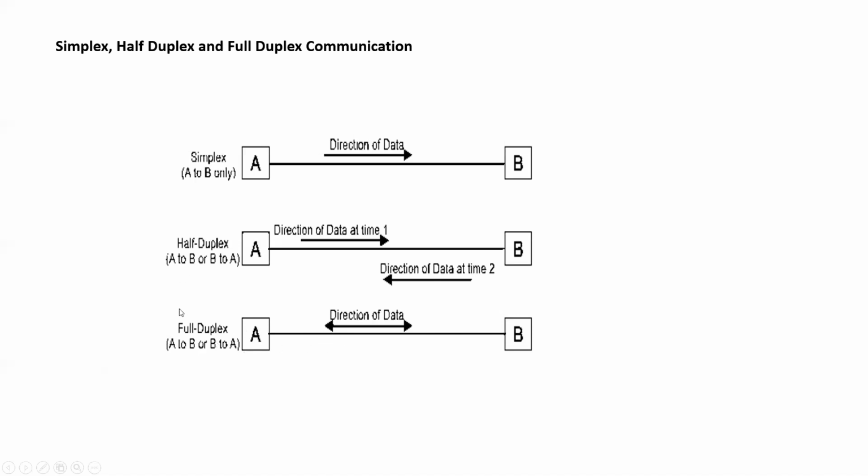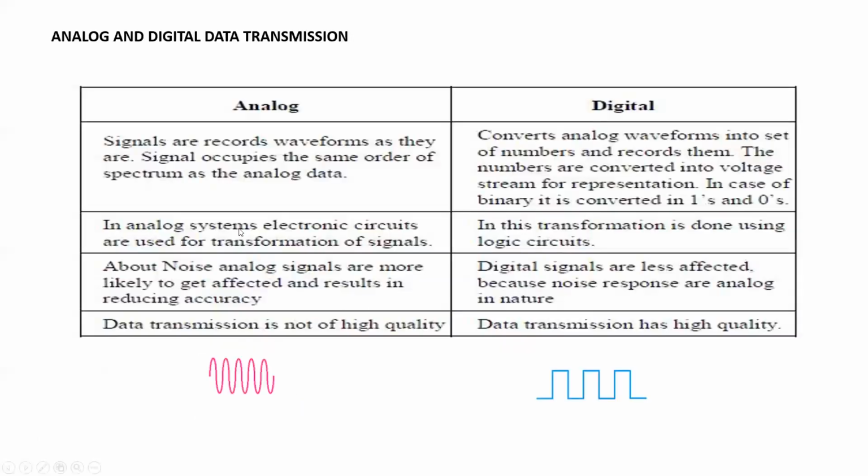Here both the devices are capable of sending as well as receiving the data at the same time. So it is called full duplex communication. You can get it with the help of direction, or with the help of this figure we can write it down. Next is our regular analog and digital transmission.